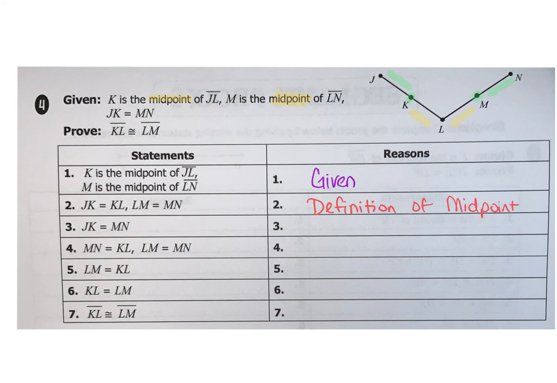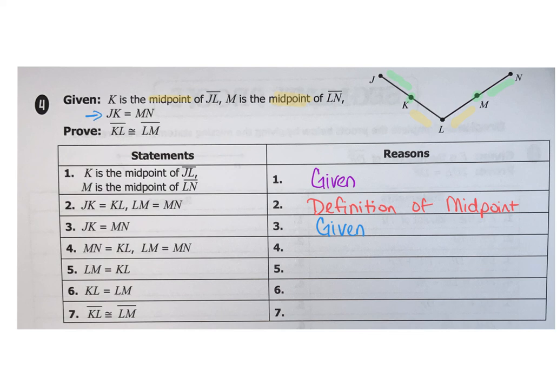All right. Now they have that JK equals MN. Why do they know that? Yes, it was given. At the very beginning, they told us that. They just happened to break it up because they want to use it right here. So this statement was also given.